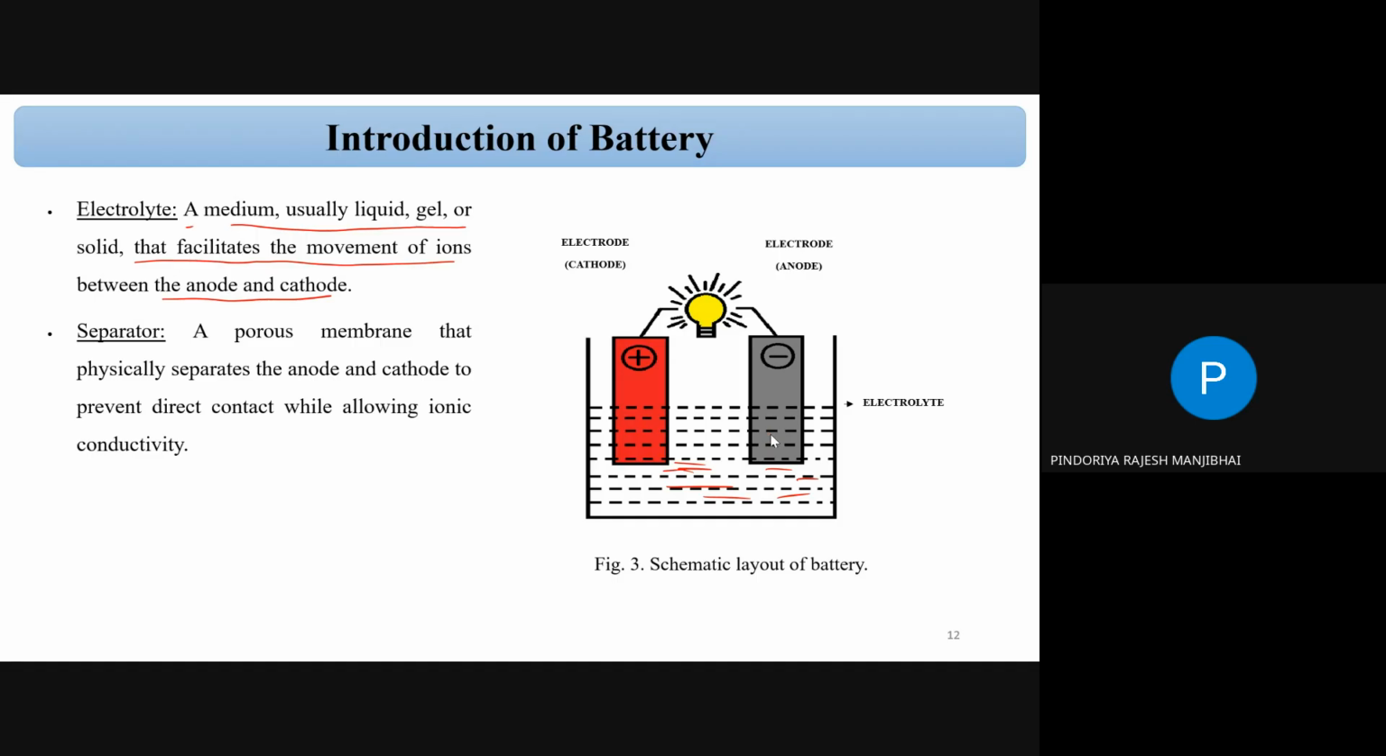Okay, any material. Separator. So what is a separator? We have to separate the anode and cathode, correct? Suppose you do not put the separator, then it is a short circuit. A separator is a porous membrane that physically separates the anode and cathode to prevent direct contact while allowing ionic conductivity. Ultimately, there is a chemical reaction. If you do not put the membrane, then it is short circuited.